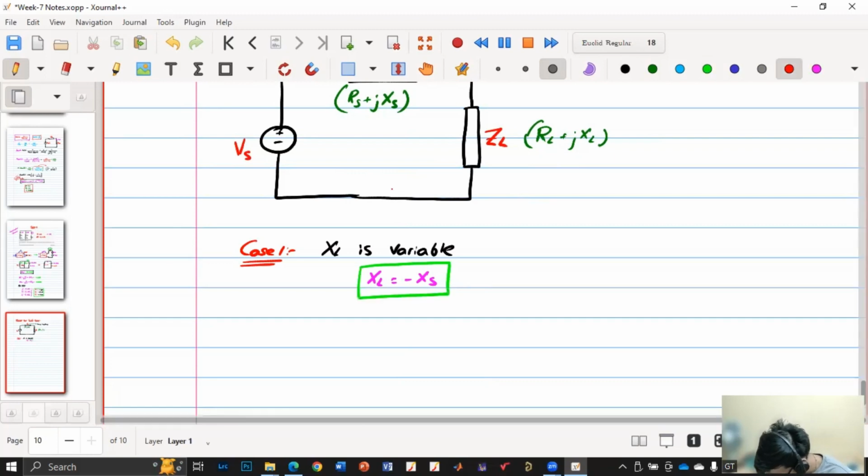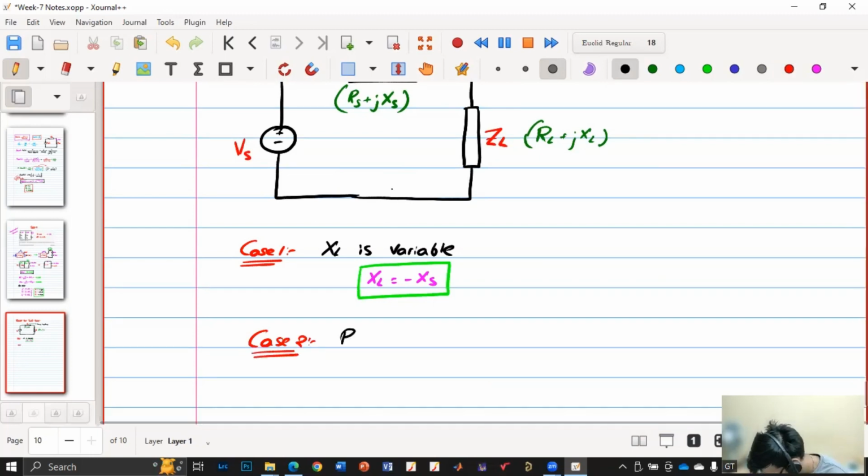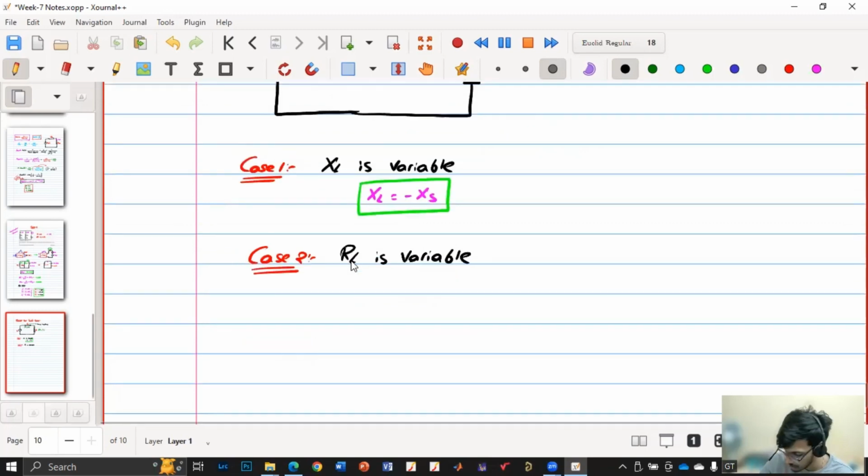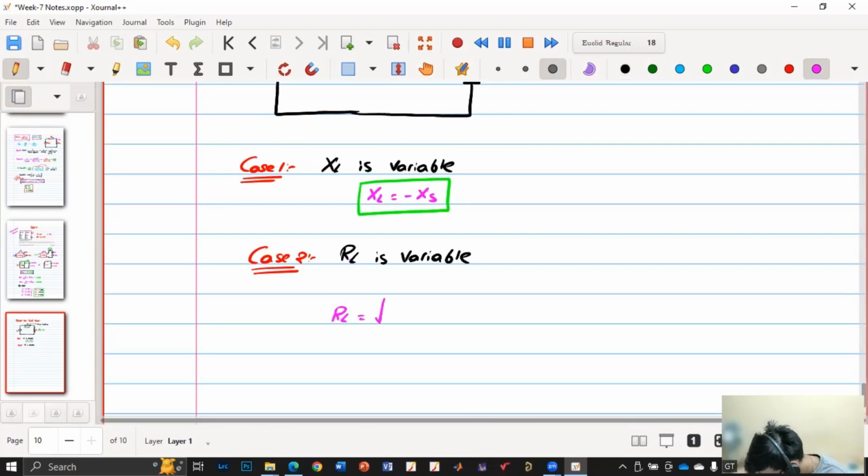And case 2: only RL is variable. So XL is fixed, only RL is variable, and we have to differentiate with RL. In the previous case, you differentiate with XL. So if RL is variable, then we'll have something like this: RL is equal to the square root of Rs square plus (XL plus XS) square.